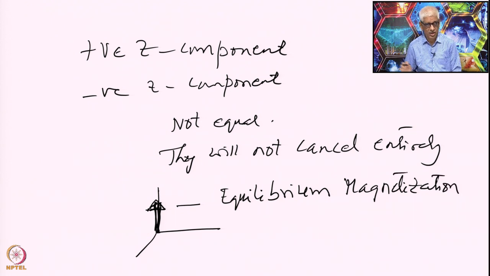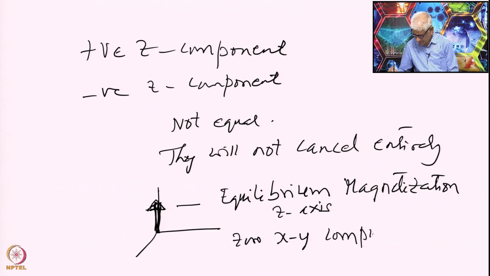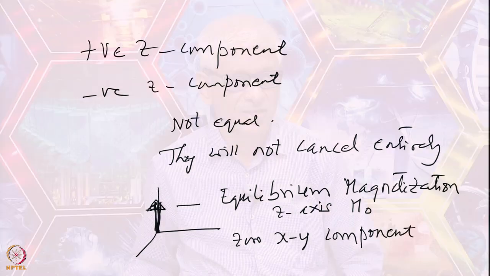Okay, no transverse component, equilibrium magnetization is along the z axis, zero xy components. This is often represented as M naught and the xy component is 0. So therefore, at equilibrium the magnetization of the spin system is along the z axis and there will be no components along the xy plane. This is an important concept and we will take it forward from here in the next class. We will stop here.